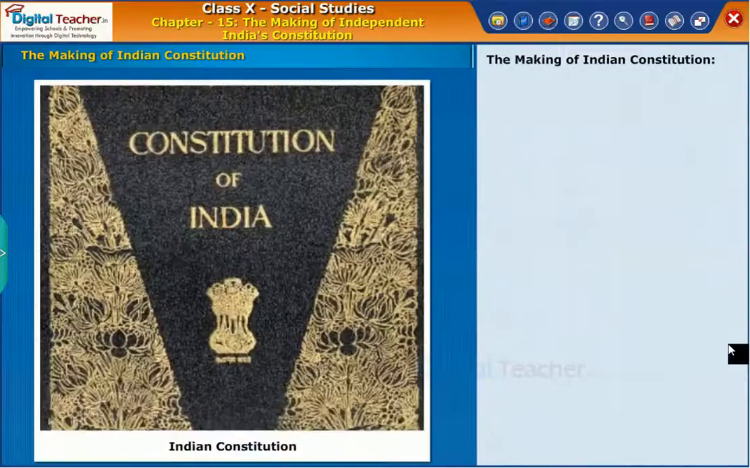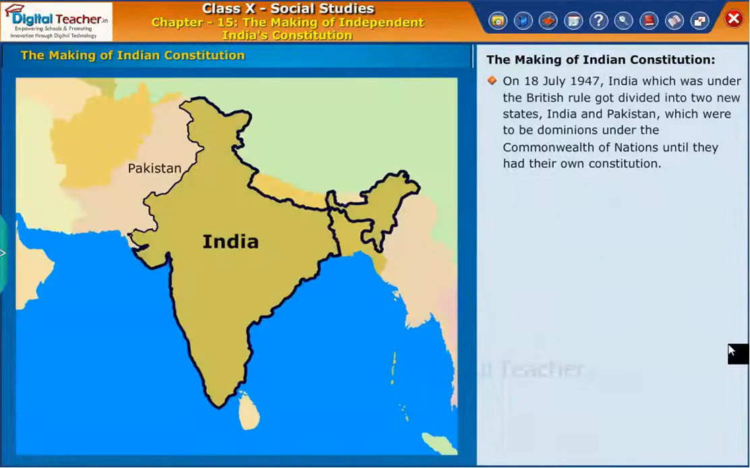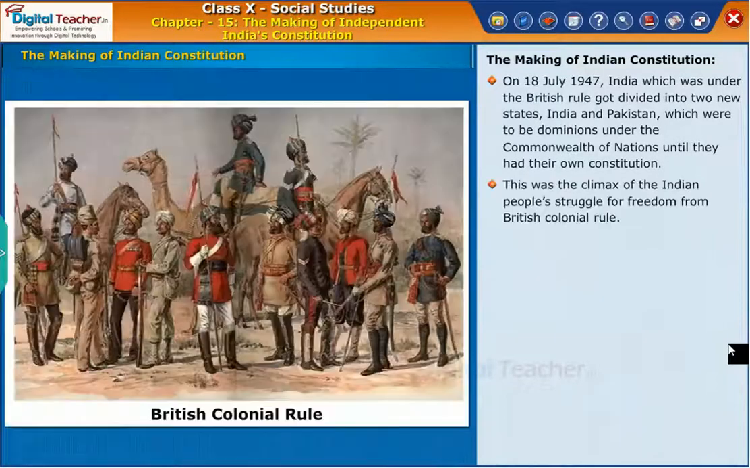Now, let us learn about the making of the Indian Constitution. On 18 July 1947, India, which was under British rule, got divided into two new states, India and Pakistan, which were to be dominions under the Commonwealth of Nations until they had their own constitution. This was the climax of the Indian people's struggle for freedom from British colonial rule.